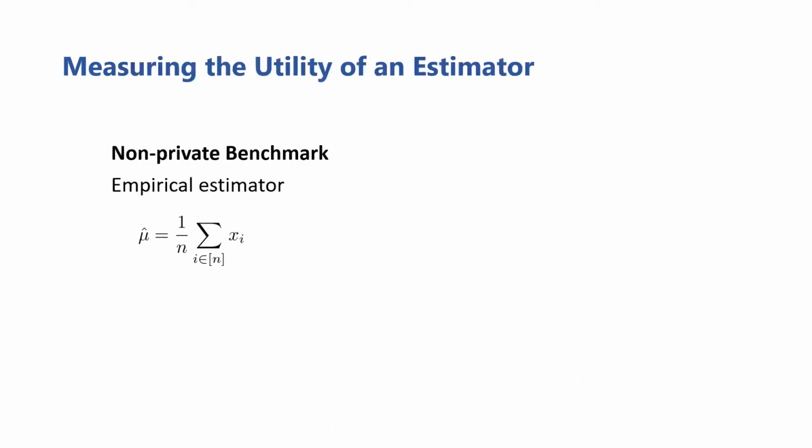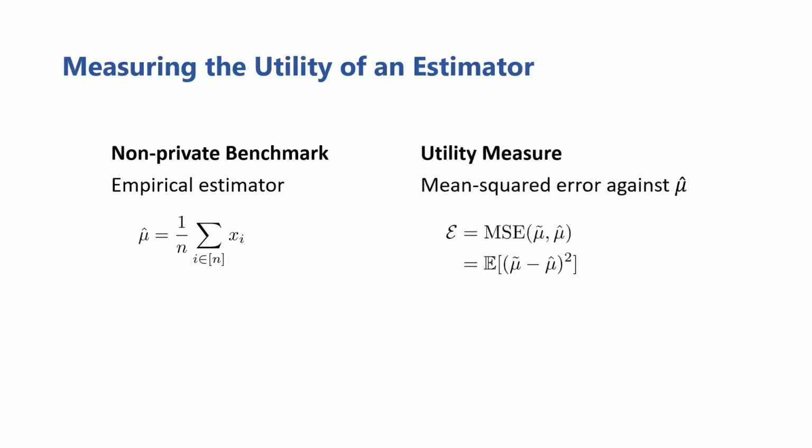To measure the utility of any private estimators we present, we benchmark them against the non-private empirical estimator, which computes the straightforward mean of all users' data. We can then define the utility of a differentially private estimator, mu tilde, against this benchmark as the mean squared error between mu tilde and the empirical estimator. We'll refer to this simply as the MSE of mu tilde, leaving the benchmark implicit.